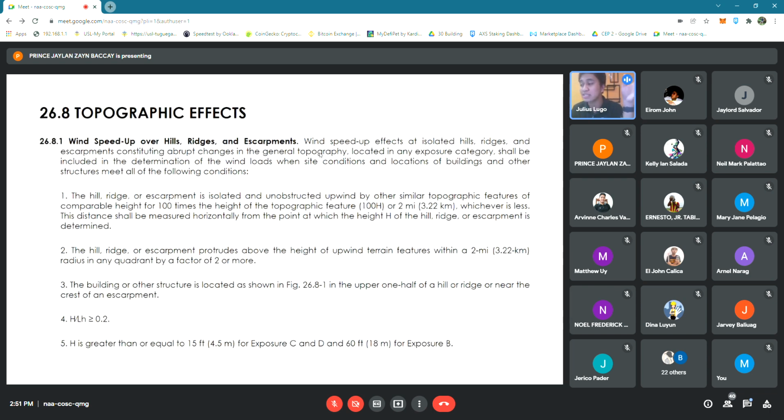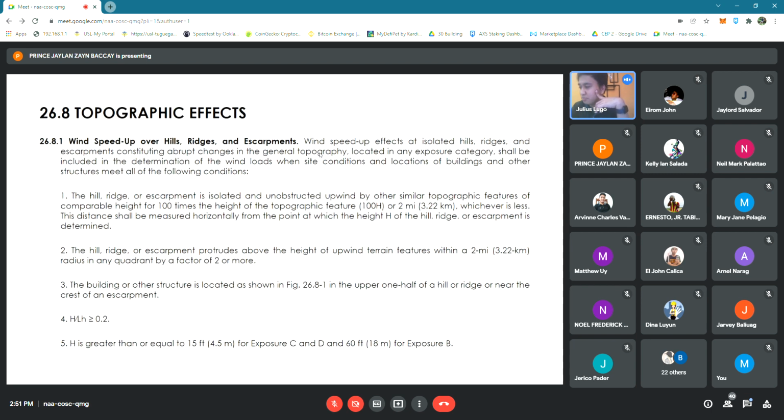The distance shall be measured horizontally from the point at which the height of the hill, ridge, or escarpment is determined. So let me try to give you an illustration, okay, para mas maintindihan ninyo. But I'm not sure if I will be drawing it very nicely. For example lang.